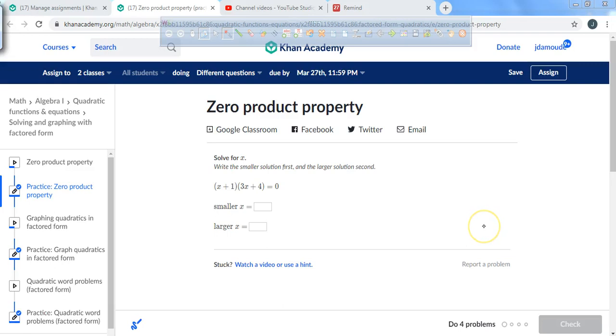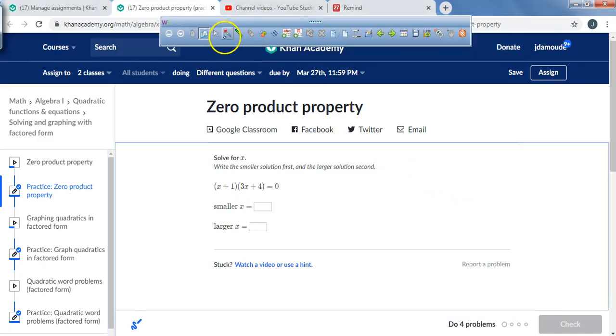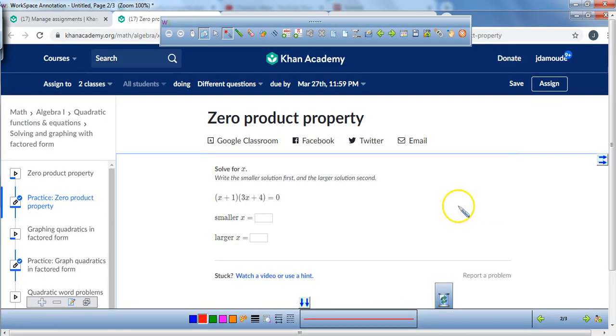Alright, the next topic we're going to tackle is what's called the zero product property, dealing with quadratics. Okay, and we're going to do a couple of things just to kind of help you understand. Right now we have an equation right here. This expression right here is equal to 0.